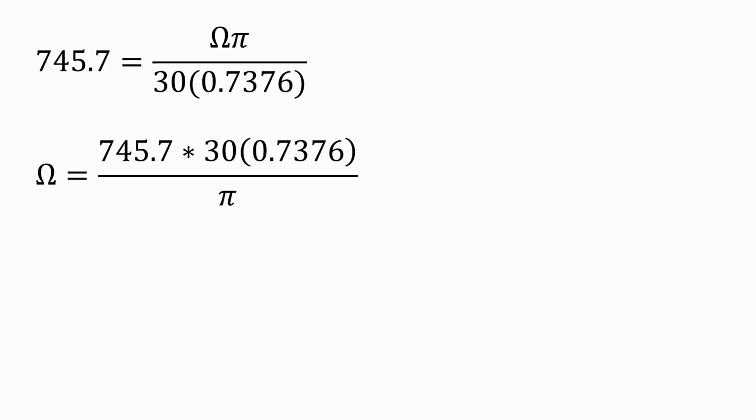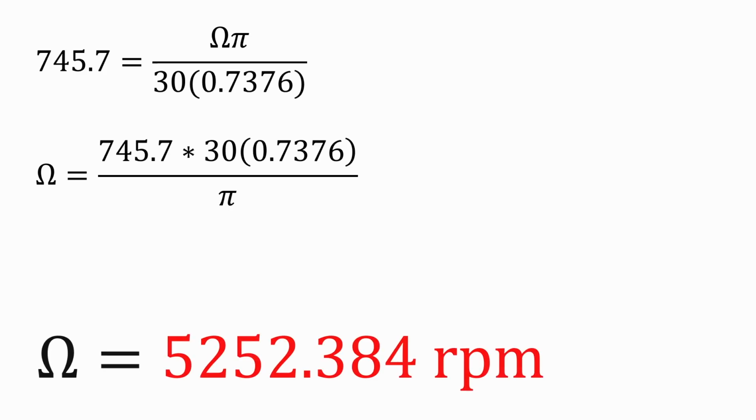Plugging these numbers into a calculator, we get that capital omega is equal to 5252.384 RPM. And ladies and gentlemen, we've done it. We have mathematically come up with a number at which torque and horsepower are guaranteed to cross no matter what you're testing, no matter what engine you're testing, no matter what happens. Really, this is almost like a universal constant. And now you know how you can come up with this number mathematically from first principles. And I think that's pretty cool.